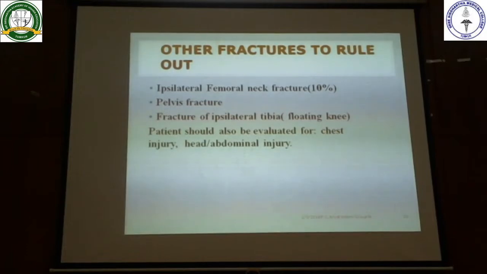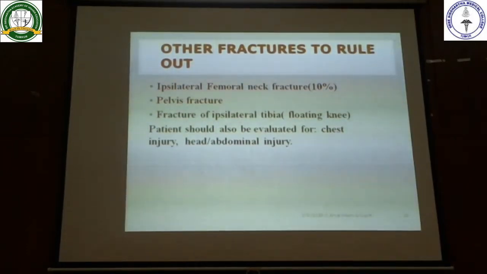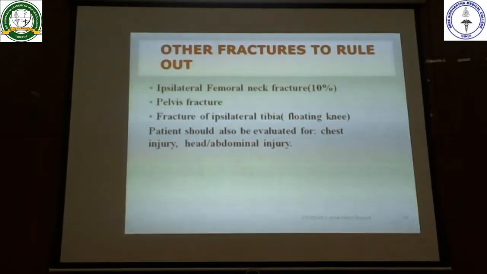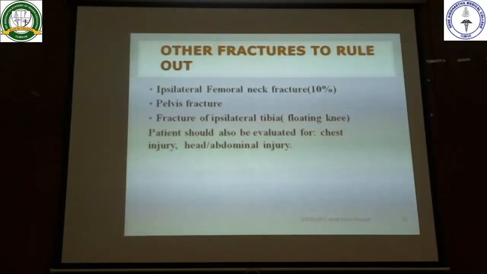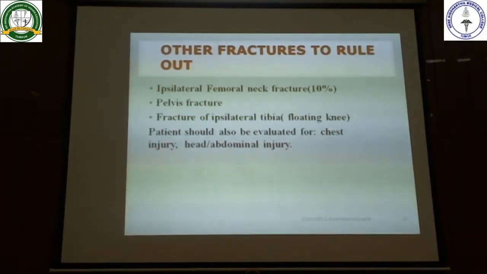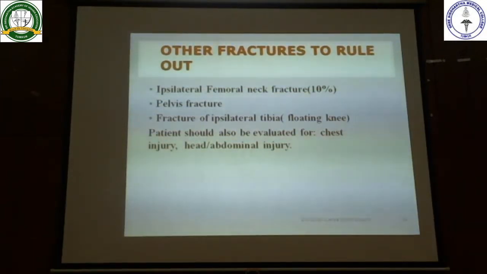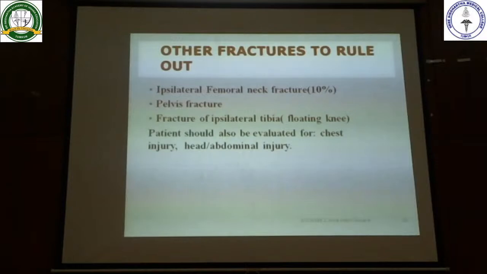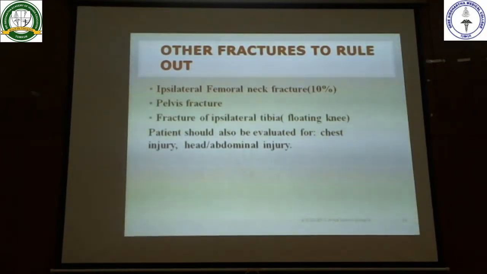And of course, the patient should be evaluated for chest injury, head and abdominal injury, because we already mentioned the major etiology for such fractures is always very high velocity road traffic accidents. So obviously, there might always be some kind of accompanying injuries, like for example, life-threatening injuries like chest injury, head injury, abdominal injury and all those things. So those things also you need to rule out along with fracture shaft of femur. So that is why it becomes more important to rule out such cases.